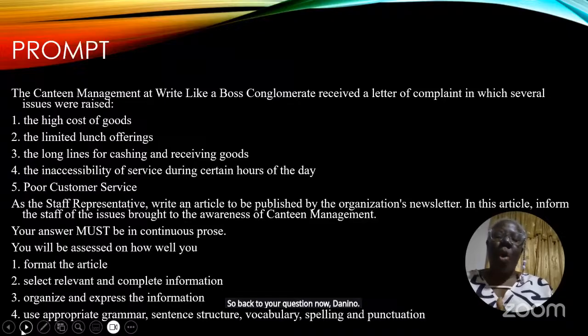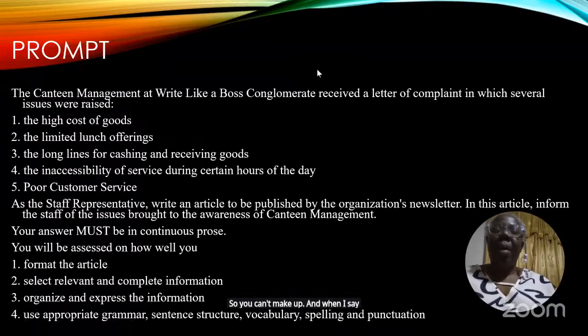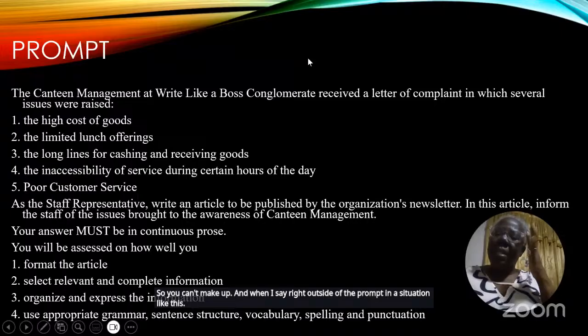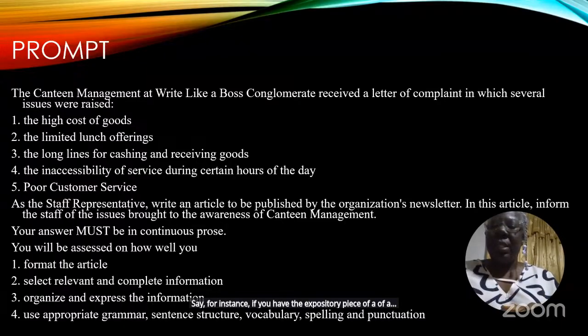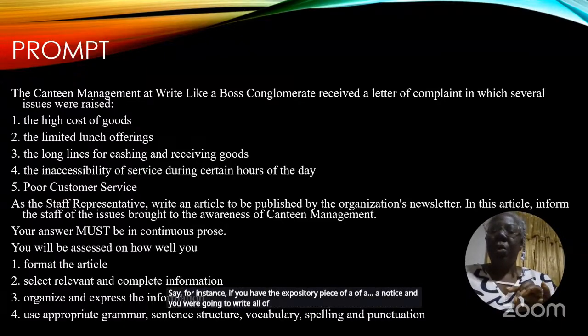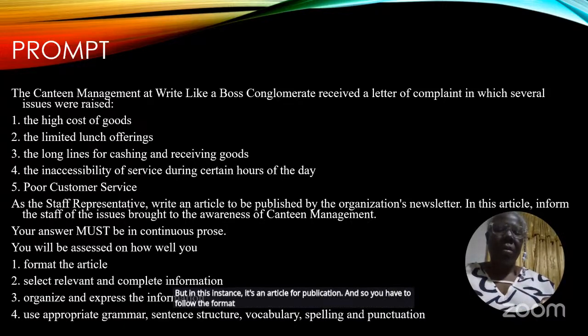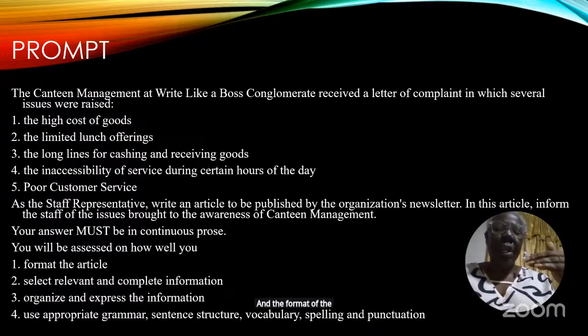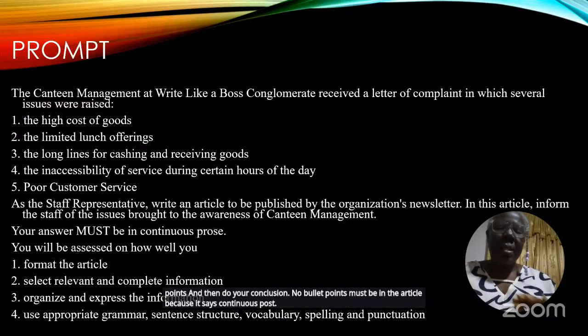You can't write outside of the prompt. When I say write outside of the prompt, in a situation like this, say for instance, if you have the expository piece of a notice and you were going to write all of these, then yes, you could write the outline of the notice that was done yesterday. But in this instance, it's an article for publication. And so you have to follow the format of the article. The format of the article tells you to do the introduction, raise the points, and then do your conclusion. No bullet points must be in the article because it says continuous prose, sentences and paragraphs.